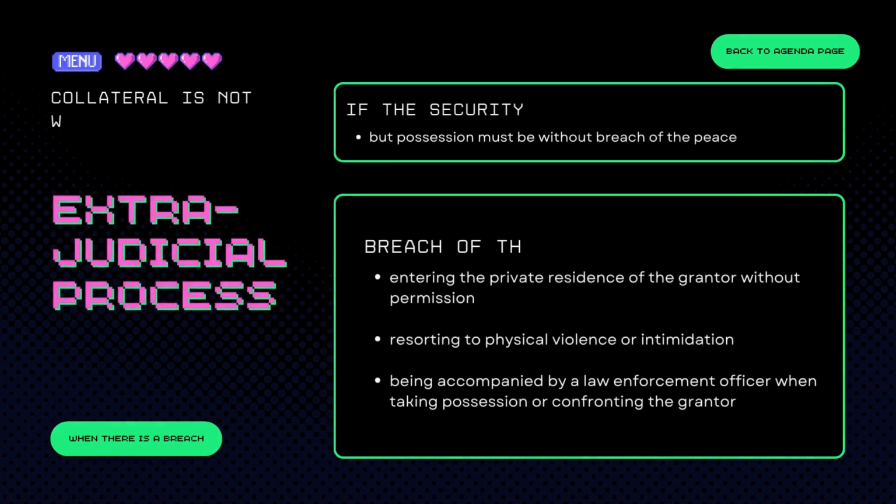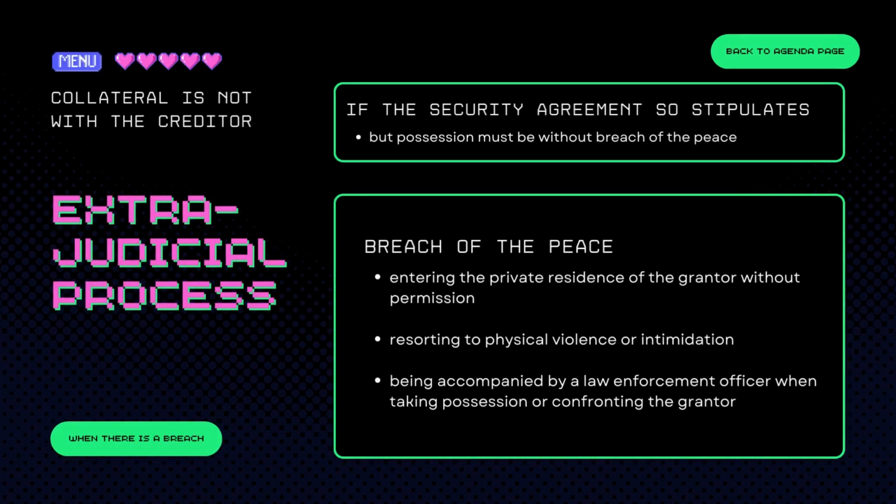On to our second scenario, where the collateral is not with the creditor. There will still be an extrajudicial process if the security agreement so stipulates, but the possession must be without breach of peace. What do you mean by breach of the peace?